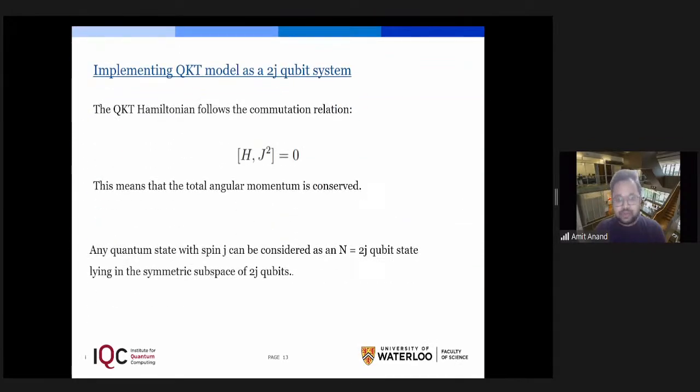Now what we do is model this system in a qubit basis. Since J squared is a constant of motion, the total angular momentum is conserved here. So we represent this as n equal to 2j qubit states, and it always lies on the symmetric subspace of 2j qubits. So the total dimension of the Hilbert space is not 2 to the power n, but it is 2j plus 1. We start with the symmetric state, and we always end up with the symmetric state.